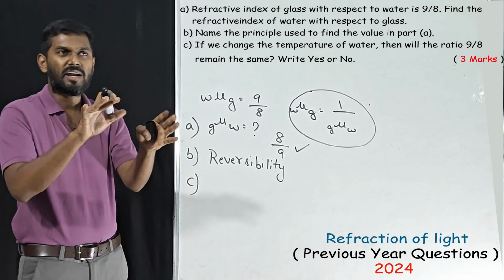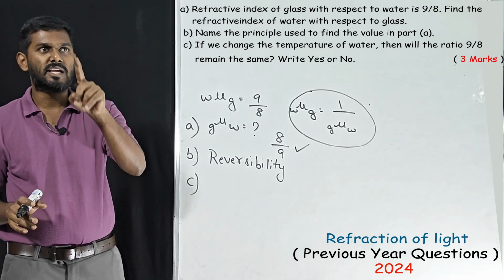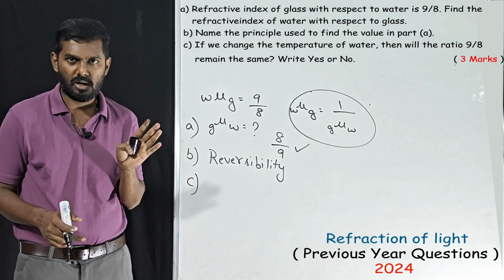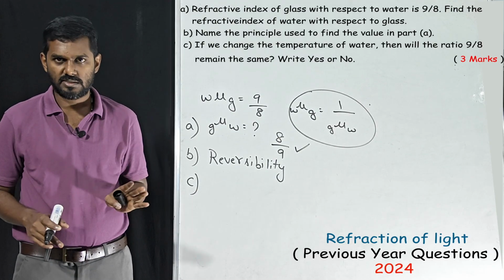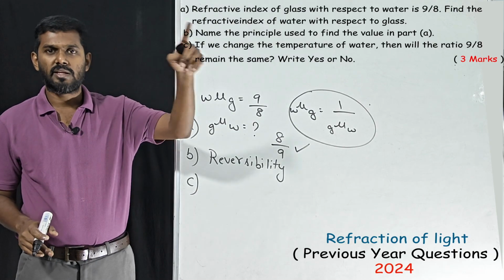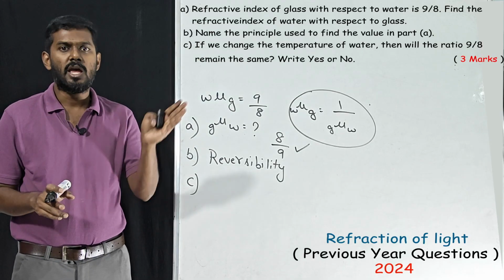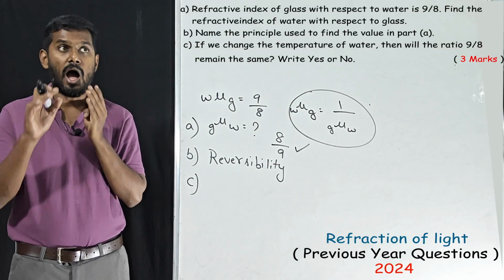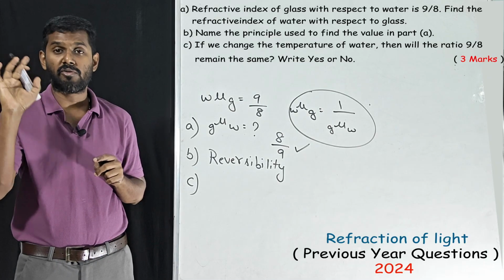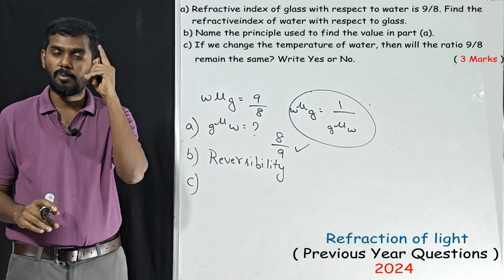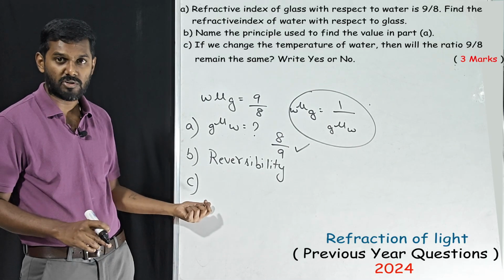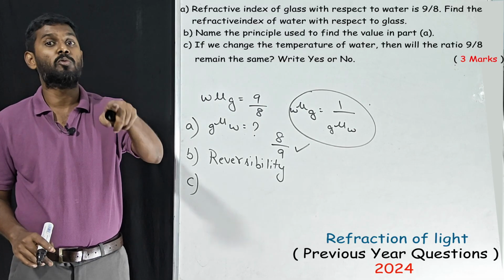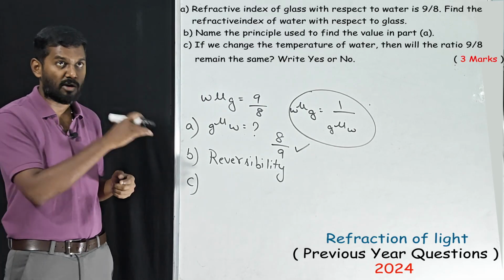So I will explain it. We change the temperature of water. If we change the temperature of water, what happens? Density changes, and we know density is directly proportional to refractive index. If density changes, refractive index also changes. So how are temperature and refractive index related? These two are inversely proportional. Keep this in mind. That is not required for this question, but you have to know temperature is inversely proportional to refractive index.